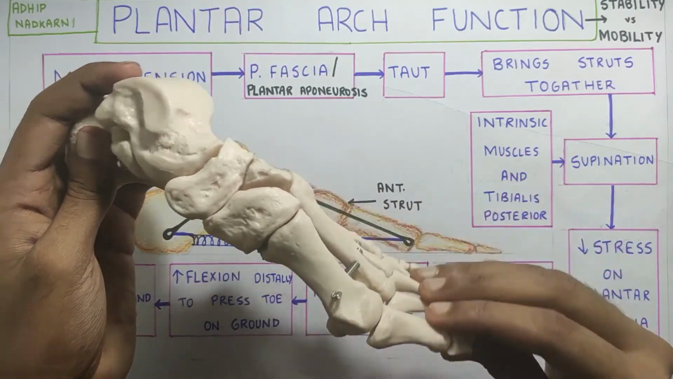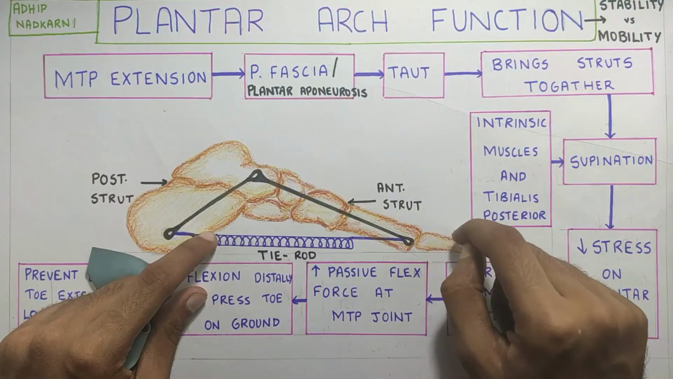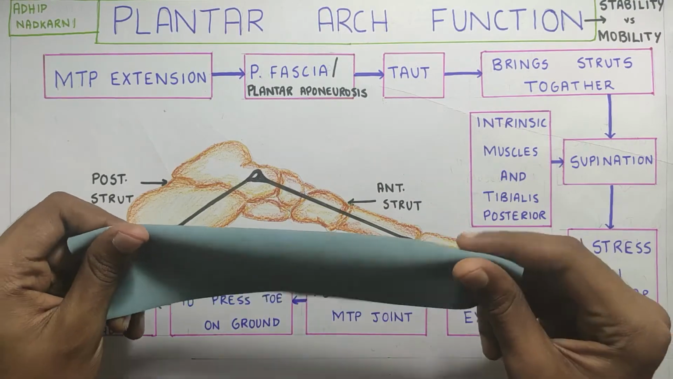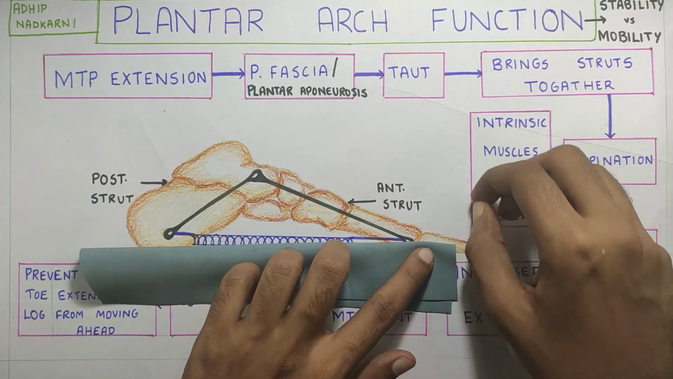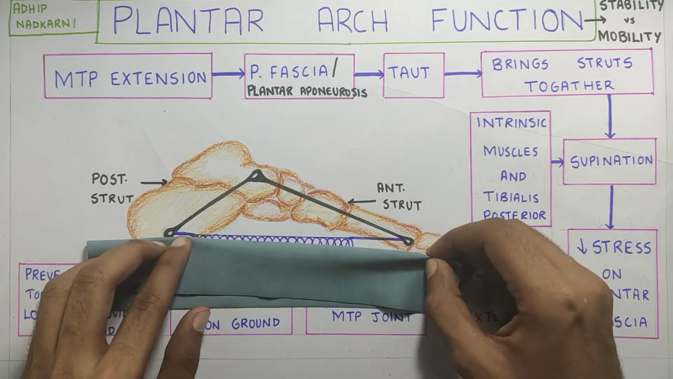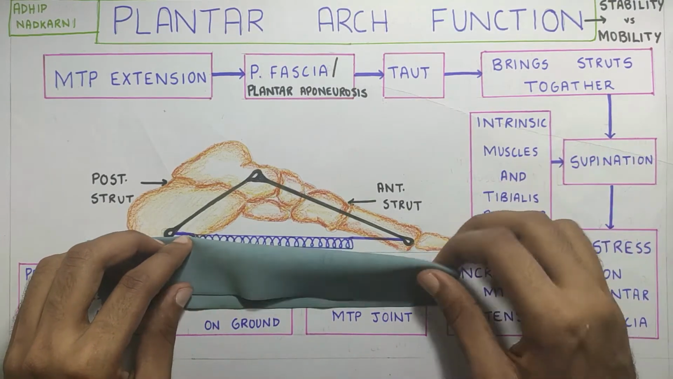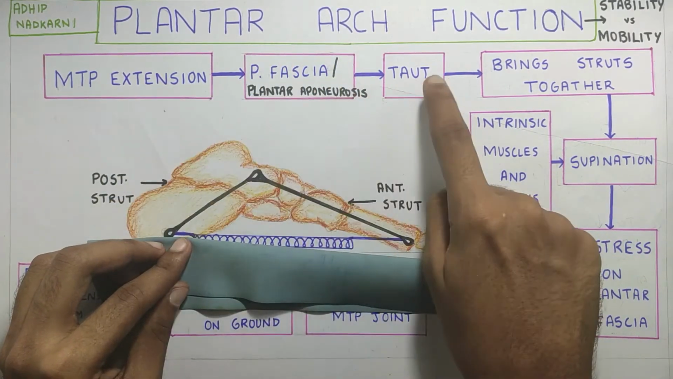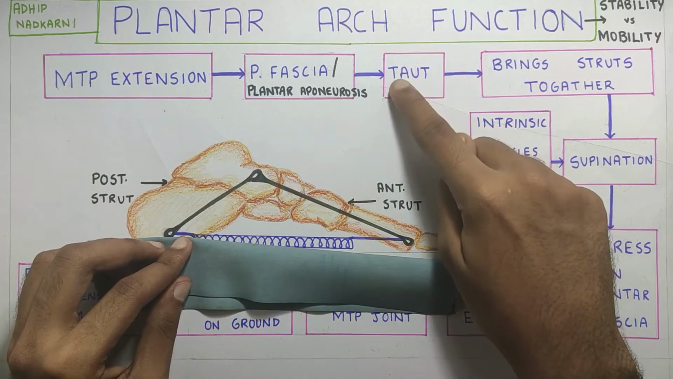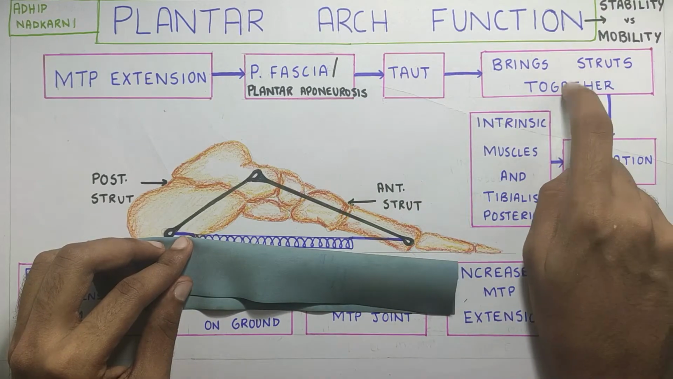Now, when this MTP extension is caused, that is upward movement, we saw that this plantar fascia is attached to the proximal phalanx, right? So when it is going upward, the plantar fascia will be pulled. Plantar fascia or plantar aponeurosis will be pulled. And hence with MTP extension, the plantar fascia will become taut. Now when this becomes taut, it will bring the struts together.